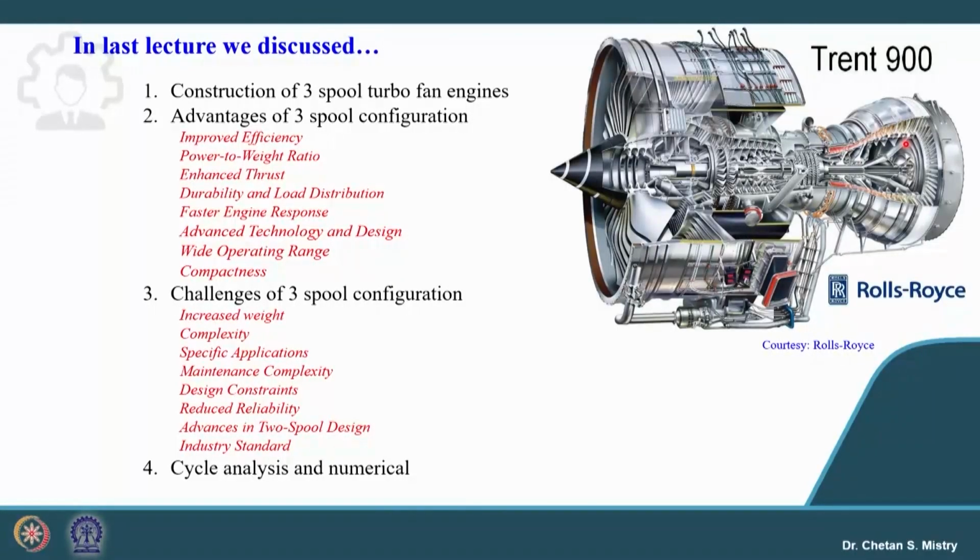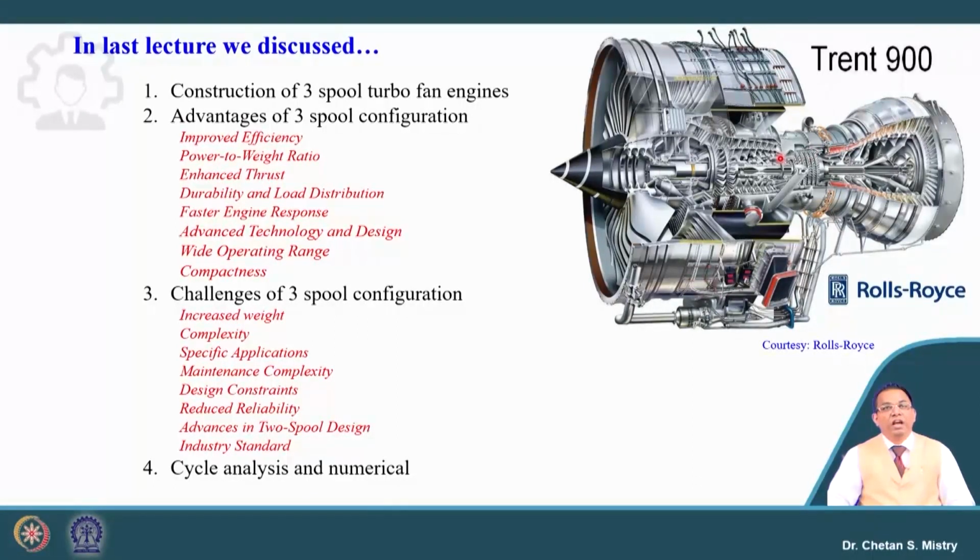In the last lecture, we were discussing the construction of 3-spool turbofan engines, and we discussed the construction of this 3-spool configuration, where we observed that we will be having 3 different spools. One is the HP turbine, which will be rotating the HP compressor. We will be having the intermediate pressure turbine, which will be rotating the intermediate pressure compressor, and the LP turbine, which will be used to rotate the fan.